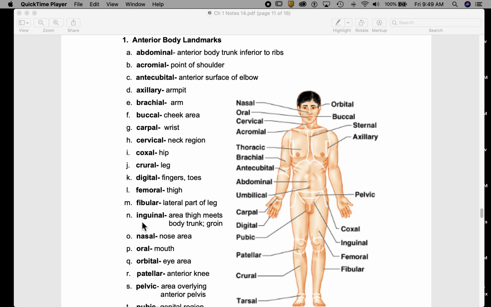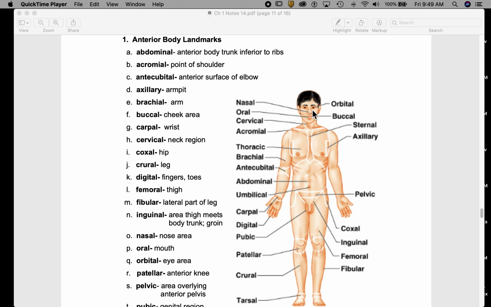Some of you may have heard of this word before. This is called inguinal. This is the area right here where the body is going to meet the thigh. So the whole trunk of the body is going to meet the thigh. And it's like this line right here and right here. People can get an inguinal hernia. And access to the femoral artery is done inguinally. They'll put an incision here and access the femoral artery if they need to go up into the heart to do a catheterization or down below to do a catheterization. So this is the inguinal region.